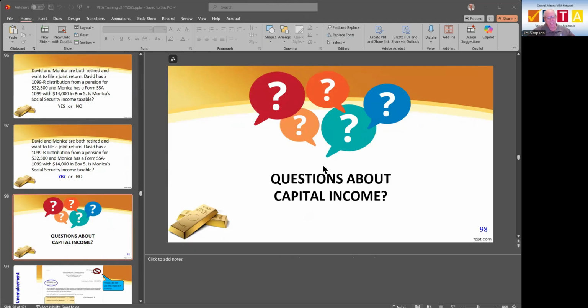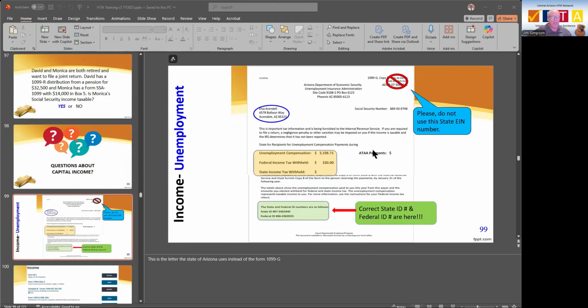So that kind of concludes our things about capital income. And of course, we included K1s in there too. Now let's look at a few other forms of income we've alluded to already. One would be unemployment, and we do see this in VITA sites a lot. I told you earlier that a lot of states will report that on a 1099-G.